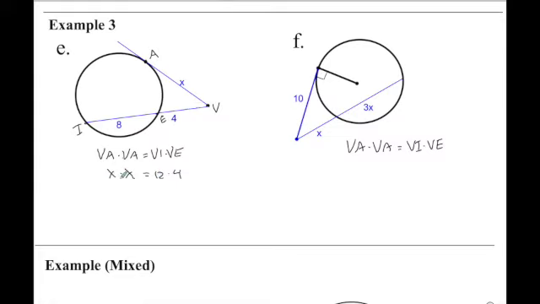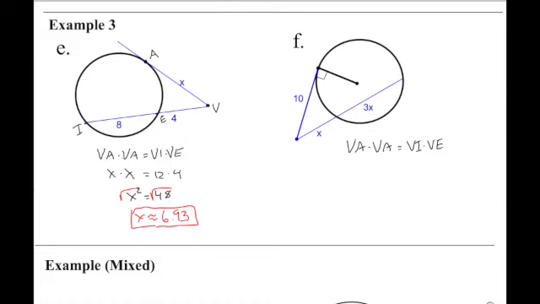So that's it. X times X is X squared. 12 times 4 is 48. So we take the square root of both sides, and we have X is approximately equal to 6.93 to 3 significant digits.